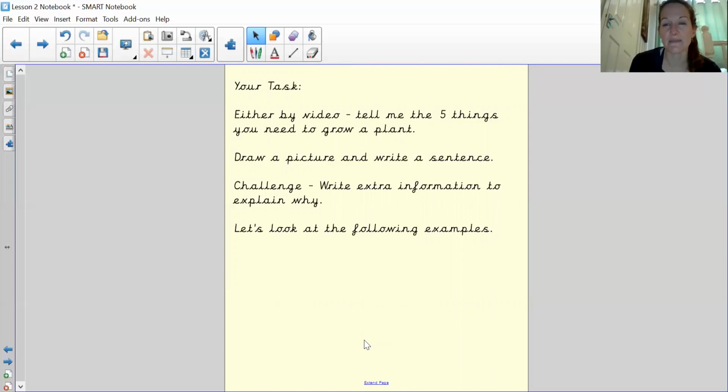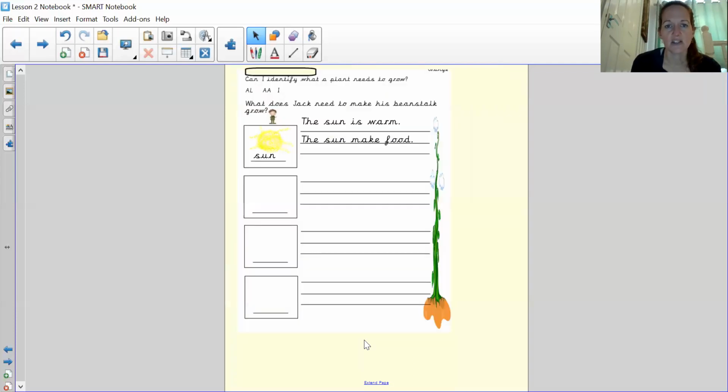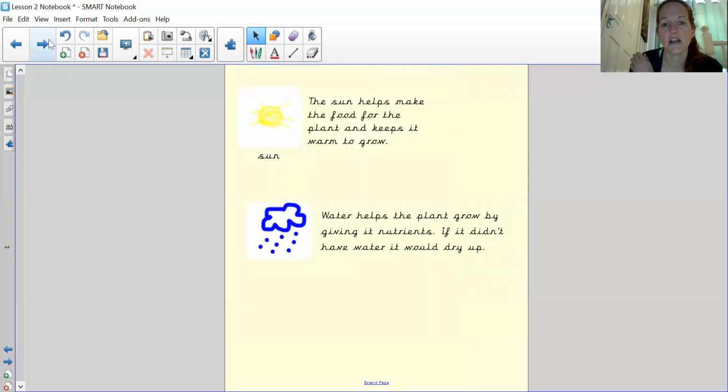Or for a challenge, you could write some extra information to explain what might happen if we didn't have water or space or sunlight. So let me show you an example. Here, you could draw a picture of the sun, and the sun is warm. The sun makes food. You could draw a picture of some water, and you can say water gives food, or the water is nutrients. Or if you want the 3rd challenge, you could draw a picture and you can write some more information. So the sun helps make the food for the plant and keeps it warm to grow. Water helps a plant grow by giving it nutrients. If it didn't have water, it would dry up.